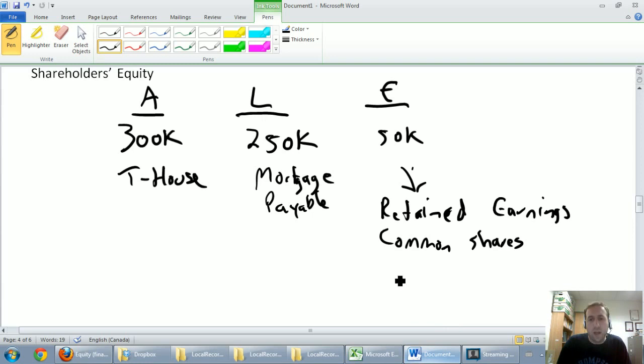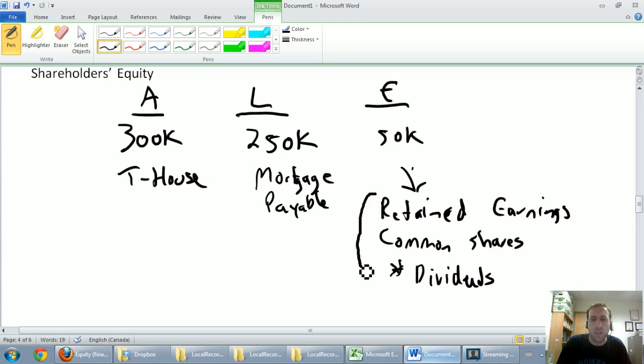Also, I'll classify it under equity. When the shareholders decide they want to take money out of their company, they take it in the form of a dividend. And we'll look at all of these terms. They're all going to play into our financial statements, but for now, I would just memorize these.